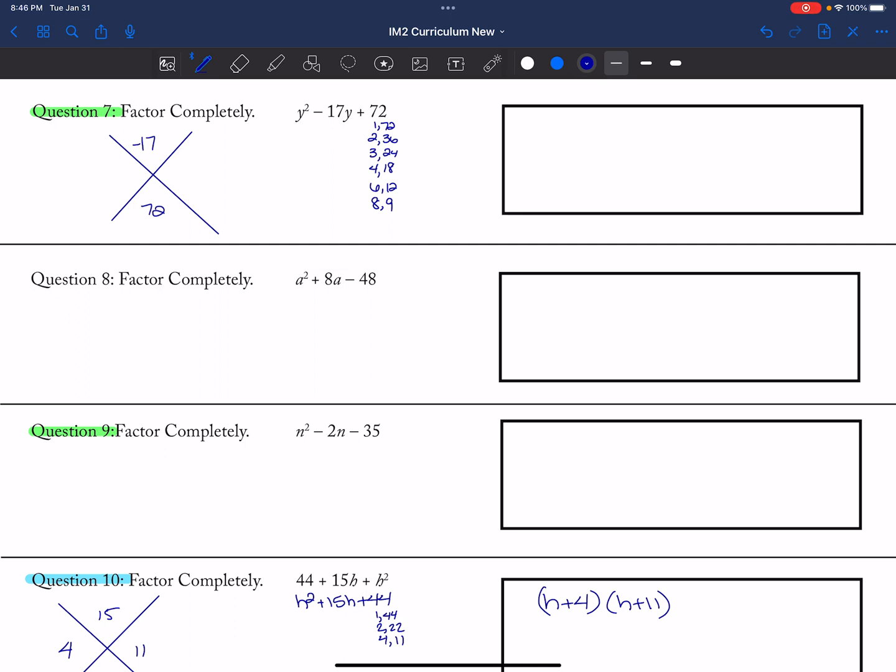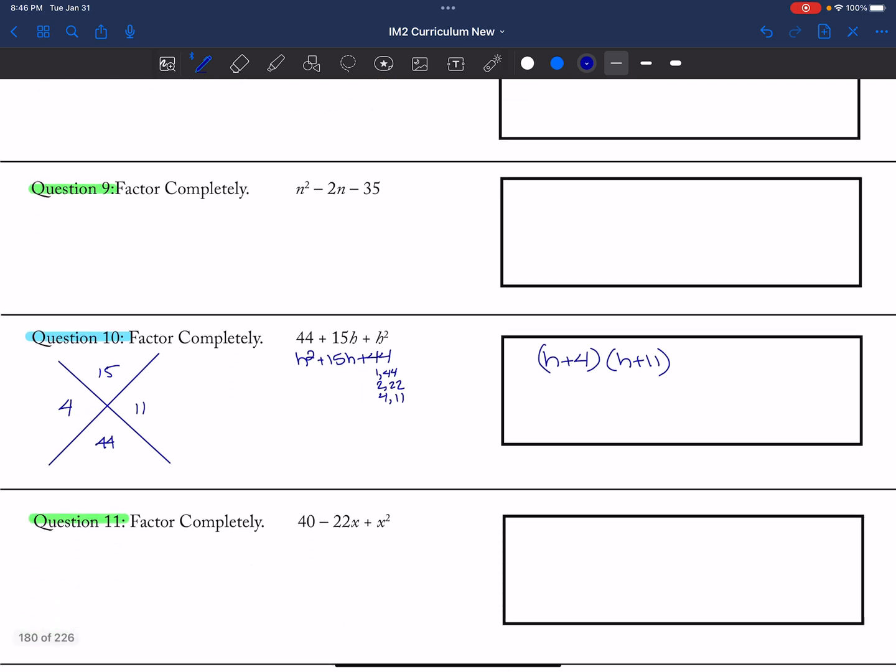But we'll talk about how, in the end, it actually doesn't matter where you put your numbers in your box. Right now I have my negative 17 on top and the 72 on the bottom. You could put the 72 on the top and the negative 17 on the bottom. That's not how your next teacher wants it. But in the end, it doesn't matter as long as you remember that you have to multiply to get 72 and add to get negative 17. I know that your next teacher wants it a certain way, so we will do it her way.